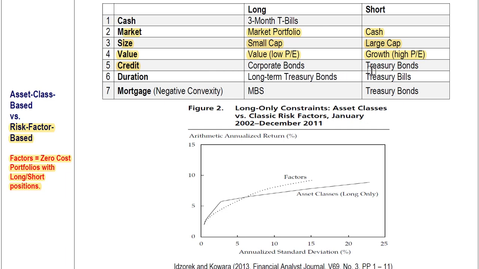So what we do here is to short the treasury bond. For example, we can short a treasury bond futures contract, and then we long a corporate bond. You can use the futures contract if you want, or you can use the cash market directly, using short and long if you have the dealer capacity to do it. Then you're able to create the credit factor. Many hedge funds have the ability to do that.